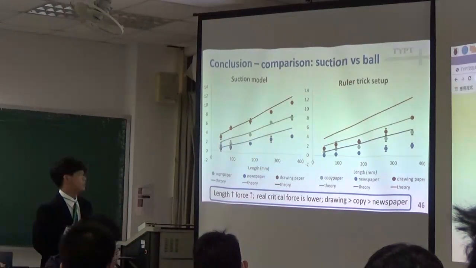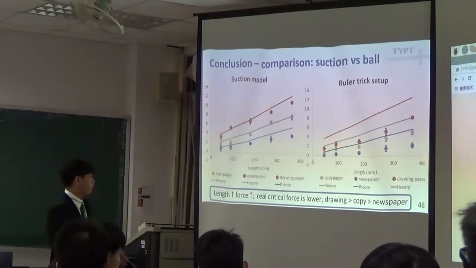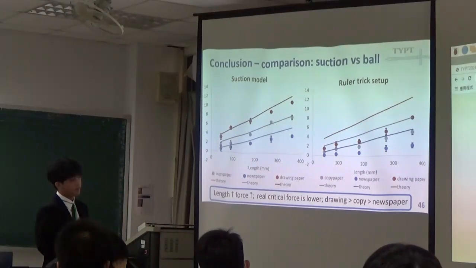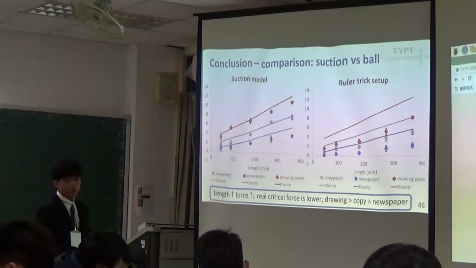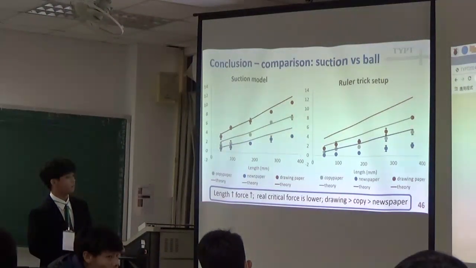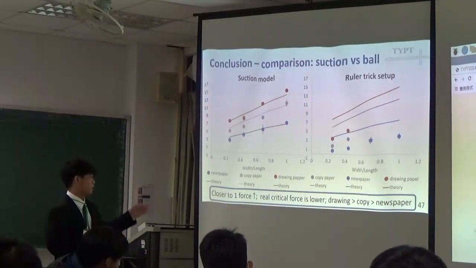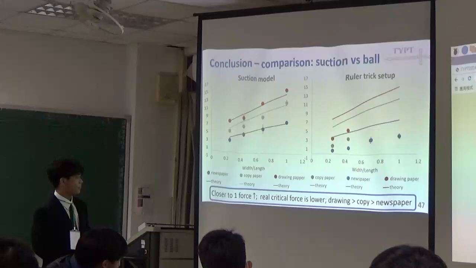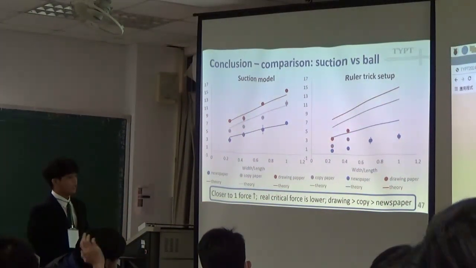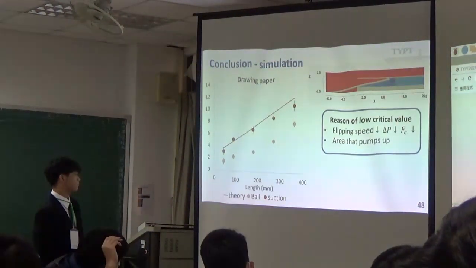First, we compare the structure model with the volumetric setup, and we can see that when the length grows, the force will increase. However, the real critical force is lower than we expected, and drawing paper will require more force to pull it up compared to the other two materials. Also, we observe that when the ratio is closer to 1, the force will increase, and the real critical force is also lower than expected. And the joint paper also requires more force than the other two.